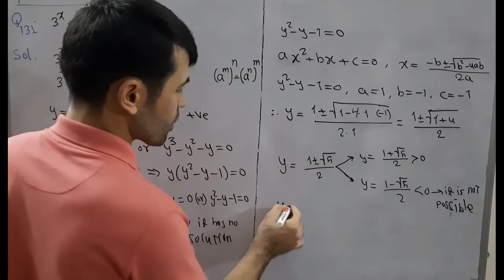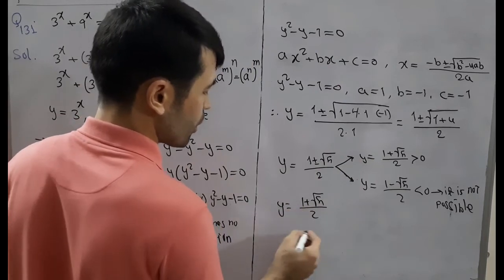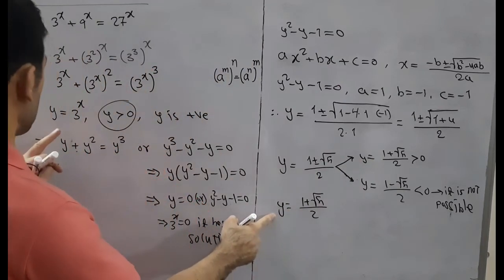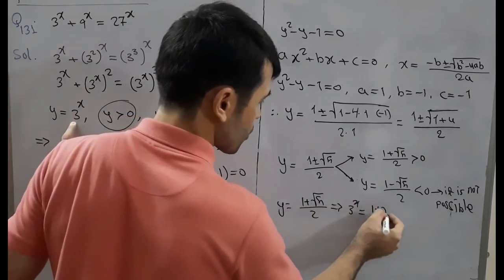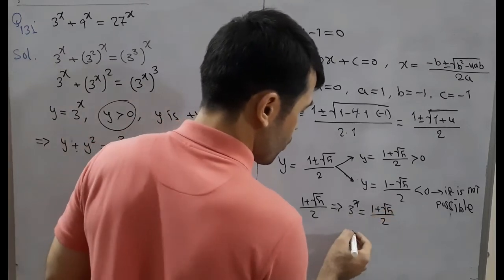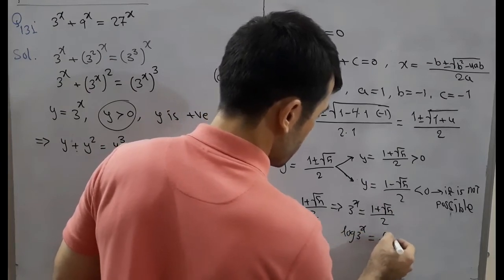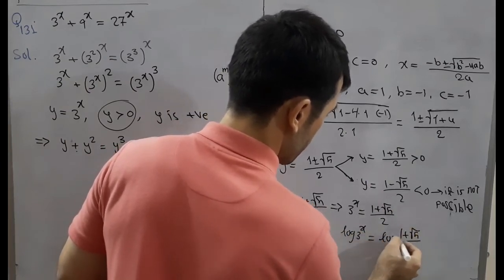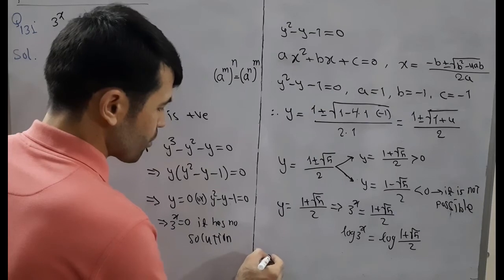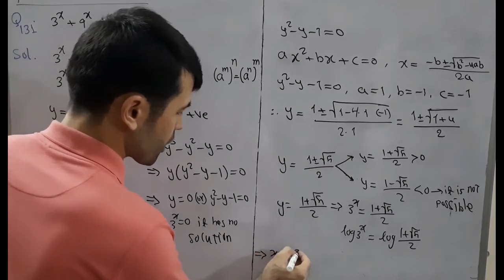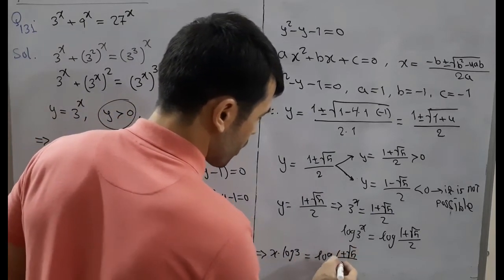Now we want to see when y is equal to (1 plus square root of 5) over 2. Instead of y, we put 3 to the power x. This implies 3 to the power x is equal to (1 plus square root of 5) divided by 2. We take log on both sides, then we get log 3 to the power x is equal to log of (1 plus square root of 5) divided by 2. According to the law of logarithm, we can write x times log 3 is equal to log of (1 plus square root of 5) over 2.